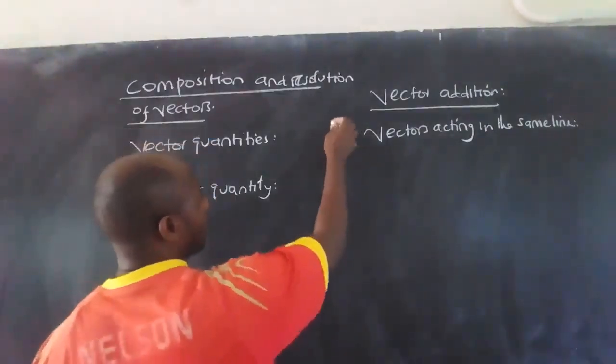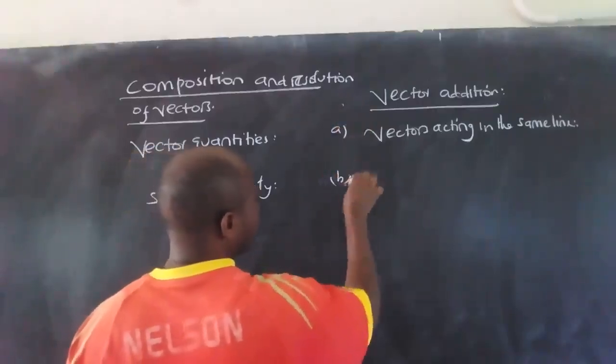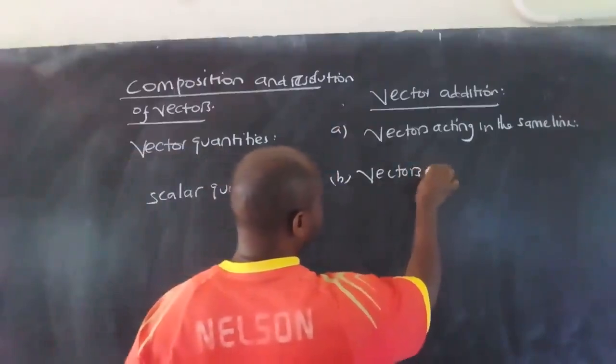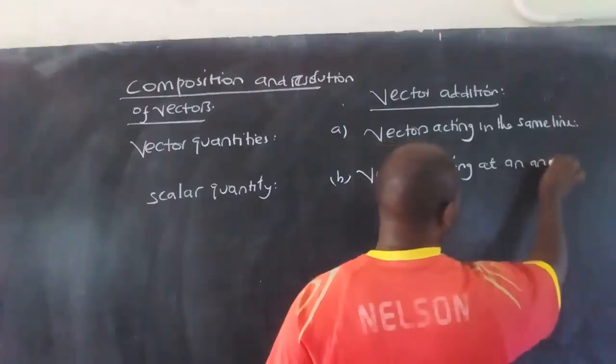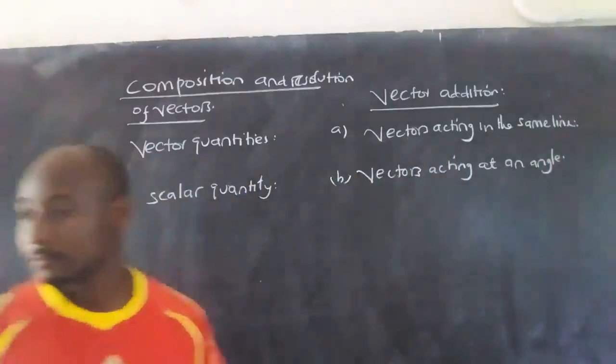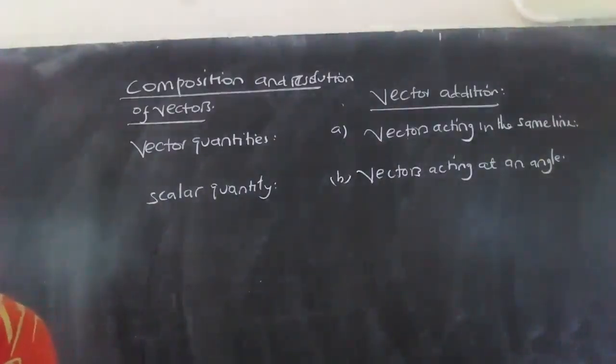That's part A. Part B, vectors acting at an angle. With vectors inclined at an angle to each other, a triangle of vectors is used to find the resultant. The resultant is given by the line that completes the triangle.